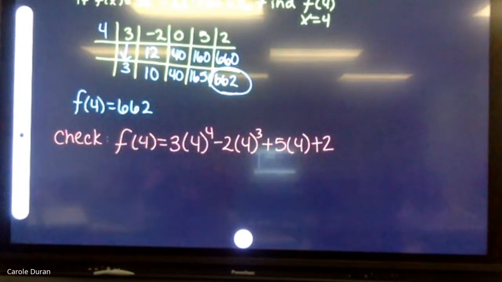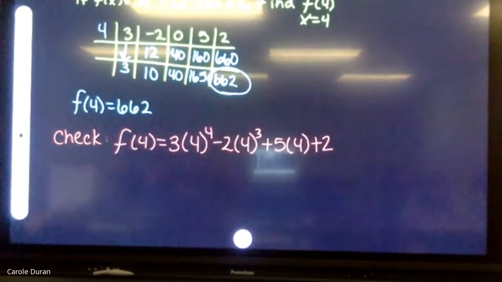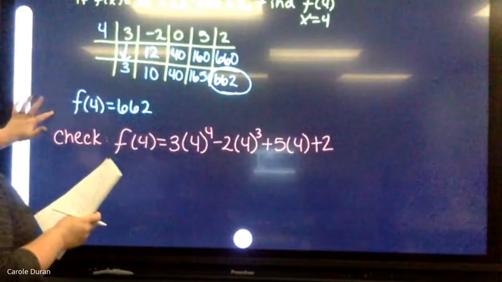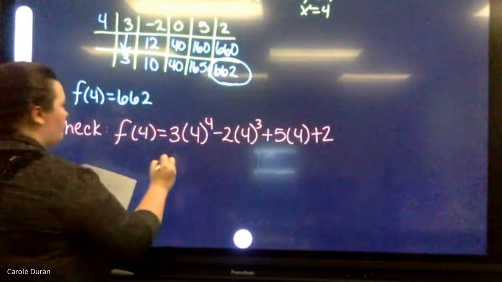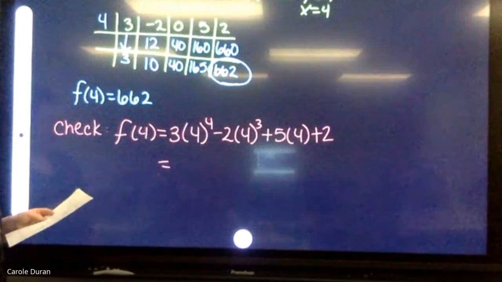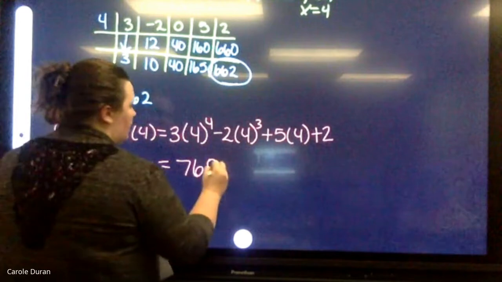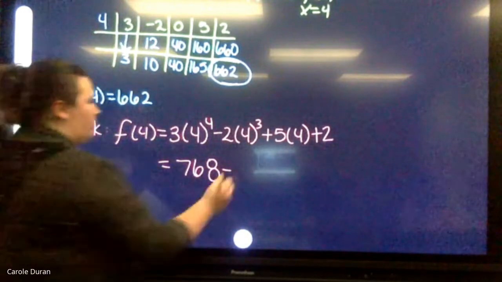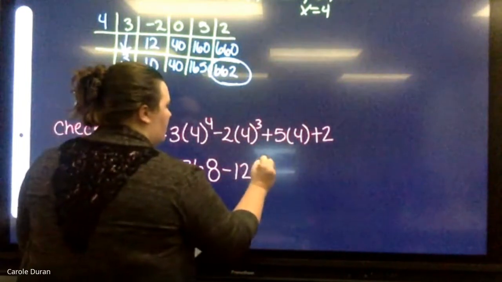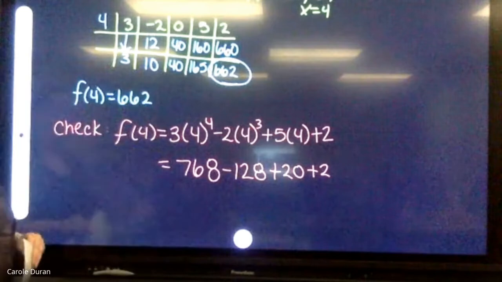Got the whole thing. Yes, the whole thing is going to equal 662 when I'm done, or hopefully. That's the whole point of evaluating a polynomial. So I go ahead and do all the math for this. When I do, I get 4 to the 4th times 3 equals 768, minus 4 cubed times 2 is 128. 5 times 4 is 20. And then we have the plus 2 on the end.